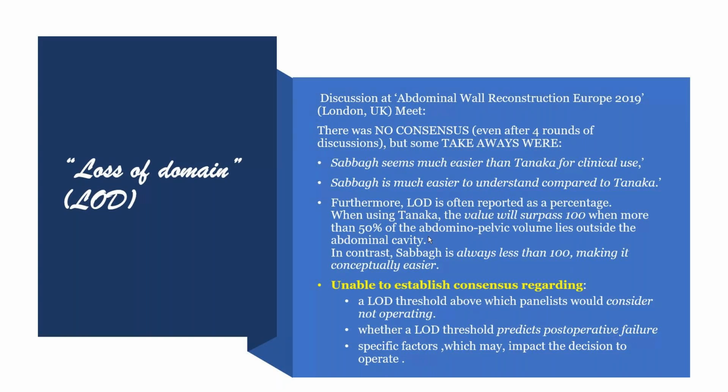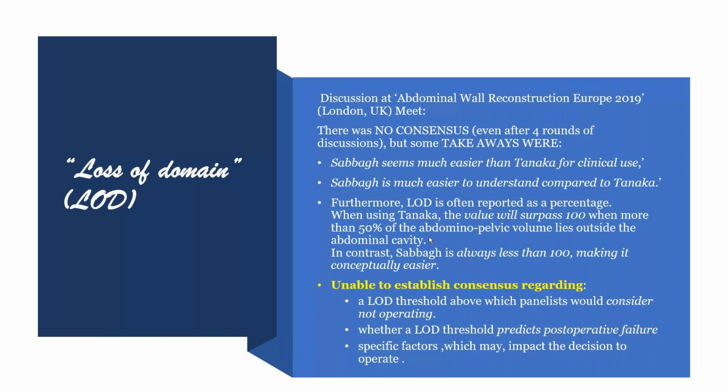Now, suppose the volume of the hernia becomes, let's say, 60, and 40% remains inside the abdomen. So it becomes more than one, right? 60 over 40. But Sabga will always have a denominator of 100, so that it becomes conceptually easy to understand what we are really talking about. But even after 4 rounds, they were unable to establish a consensus.